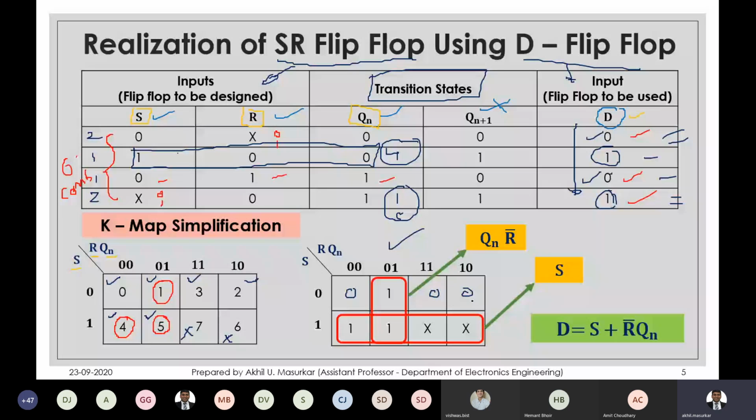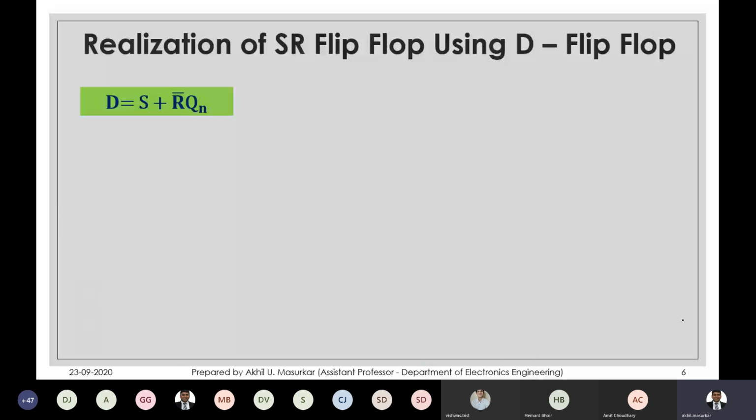Now let us go to the actual implementation of this. So now we got an equation: D is equal to S plus R bar Qn. Now how to implement this? We are implementing SR flip flop using D. So at the input of D, I have to connect S and R like this: S plus R bar Qn. This is the equation that I should keep in mind. D is equal to S plus R bar Qn.